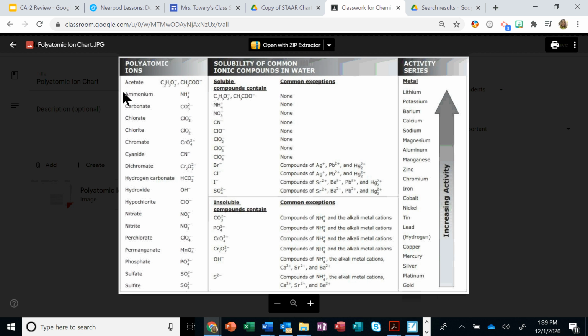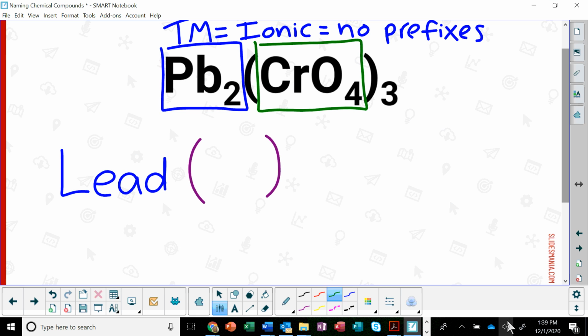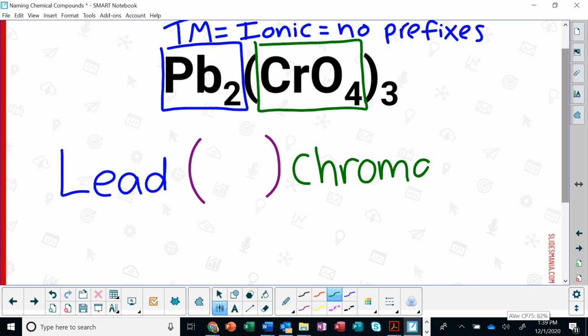If you get any of the ions from this chart, you find its name over here, we do not change the ending of those. We just write what it is. So it is chromate.